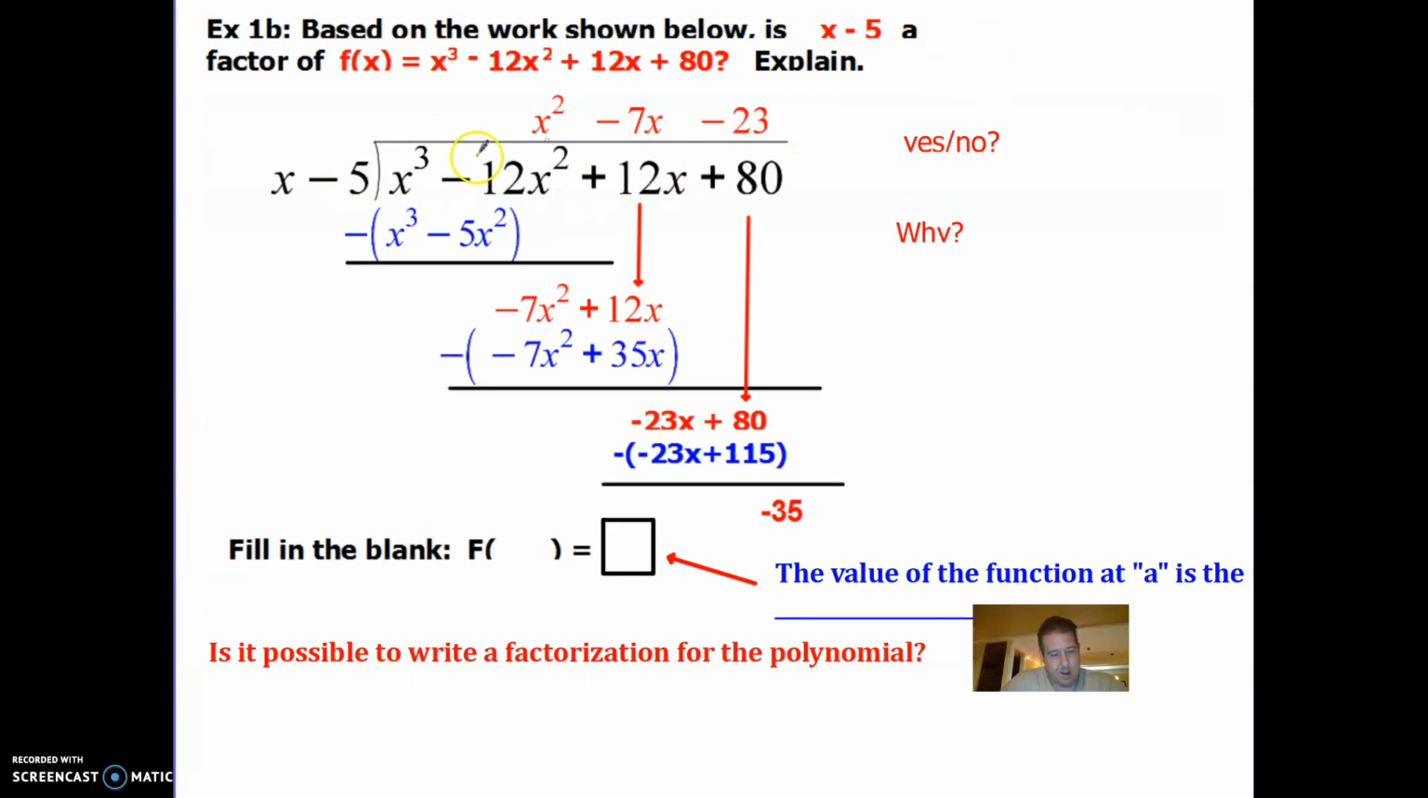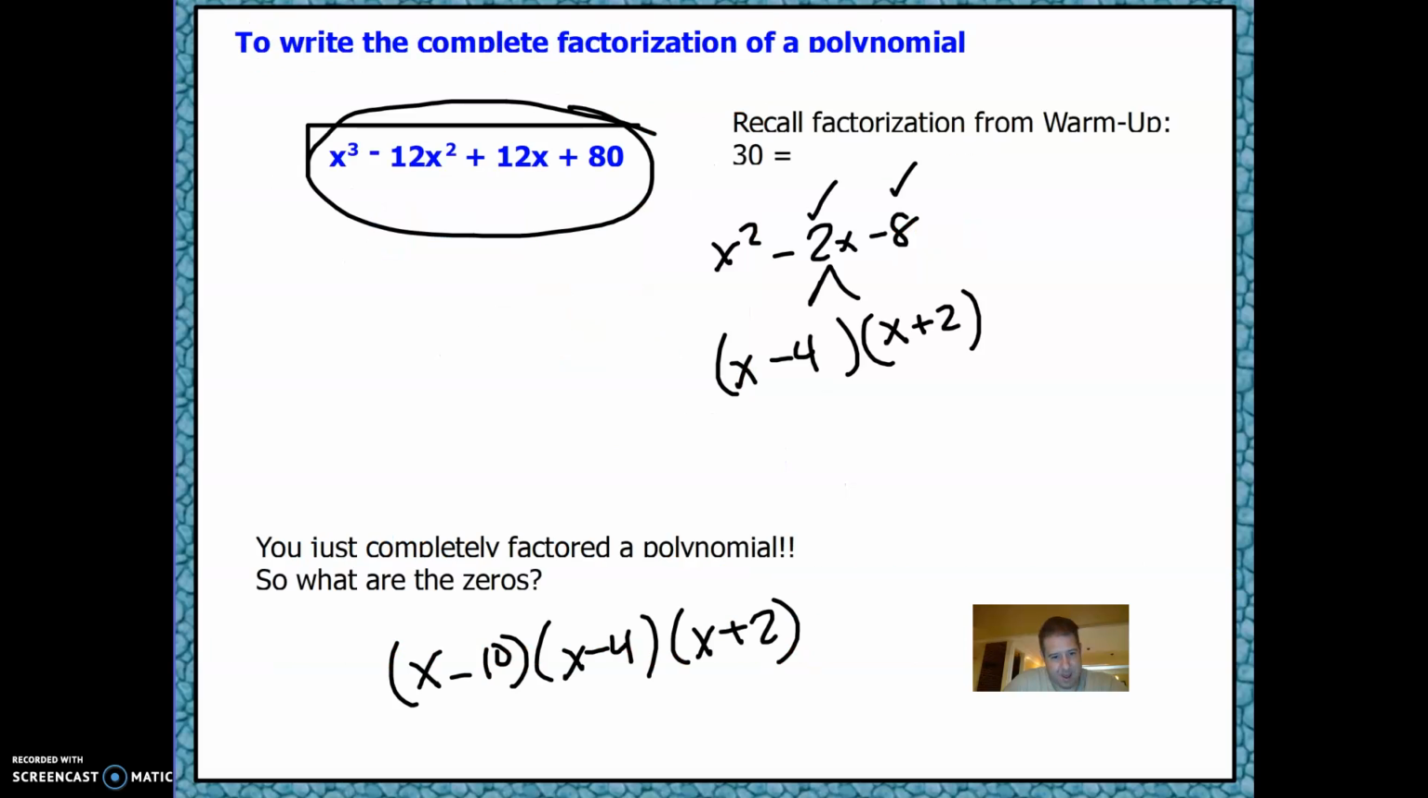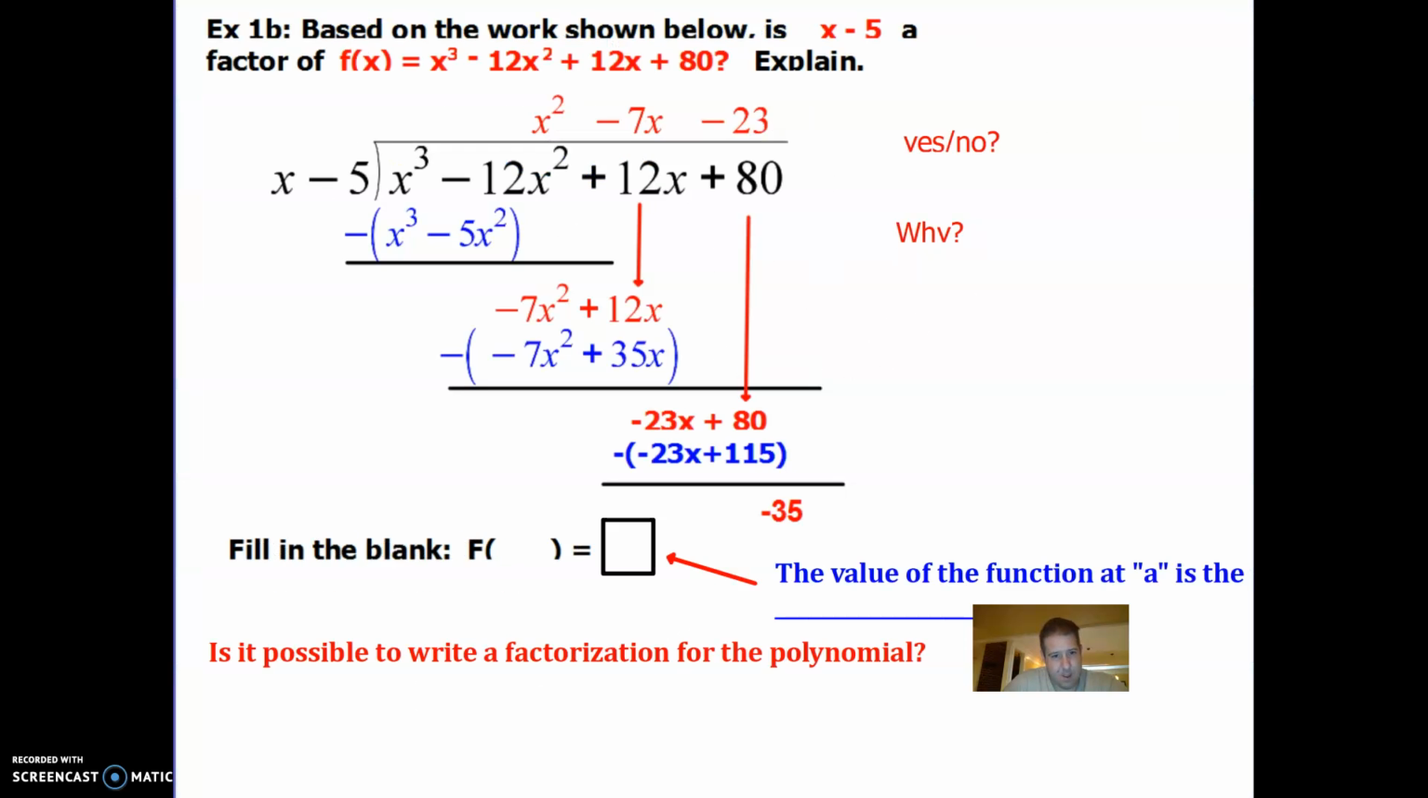All right, so this time we're dividing by x minus 5. Is x minus 5 a factor of this? No, it's not. So f of 5 is negative 35. So therefore, I should just write 5 in here, sorry, because that's the factor of 5. 5 is not a factor.